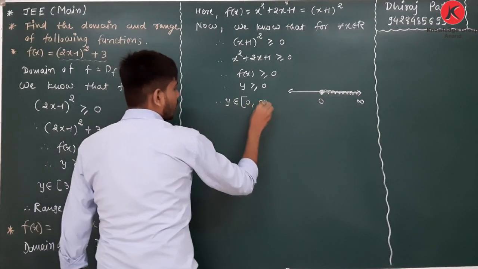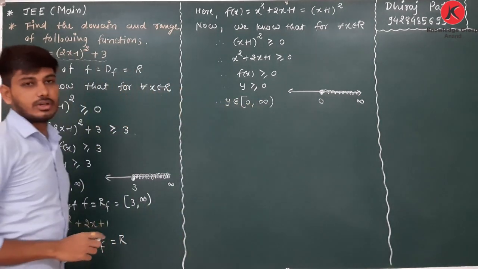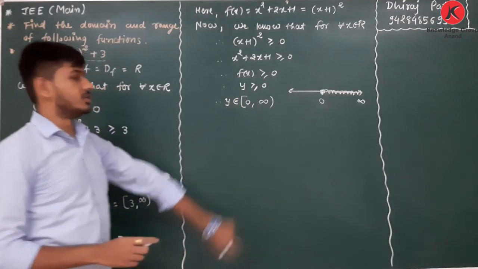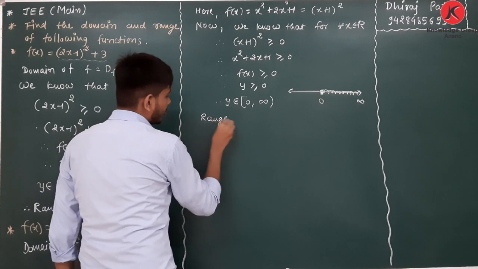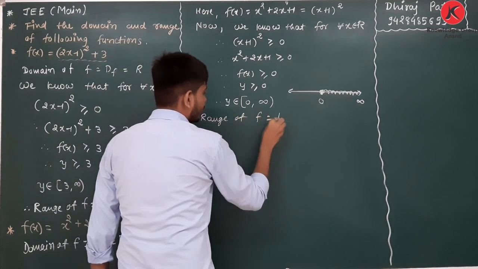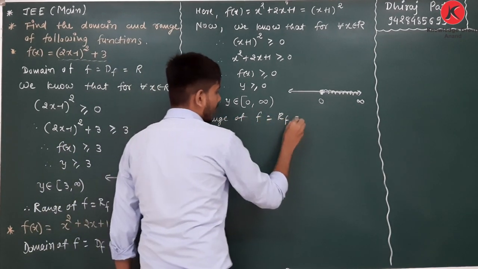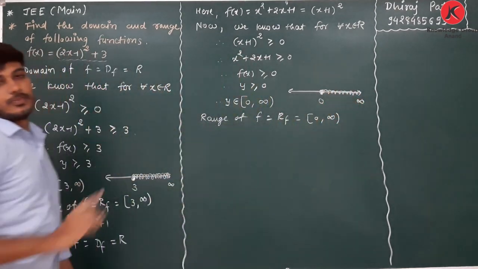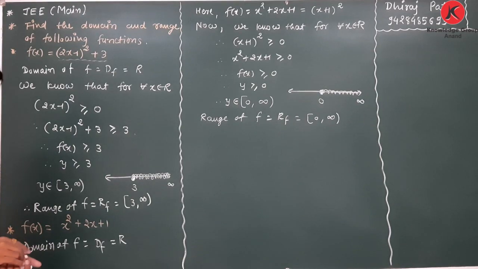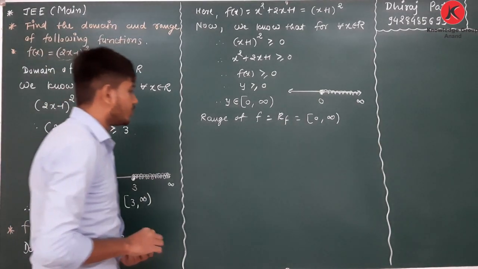We have to include 0 here. Therefore our range of this function is 0 to infinite. Write down the range of this function, range of f, which is denoted as R of f, which is equals to 0 to infinite. Okay, this is your answer of range of your function.